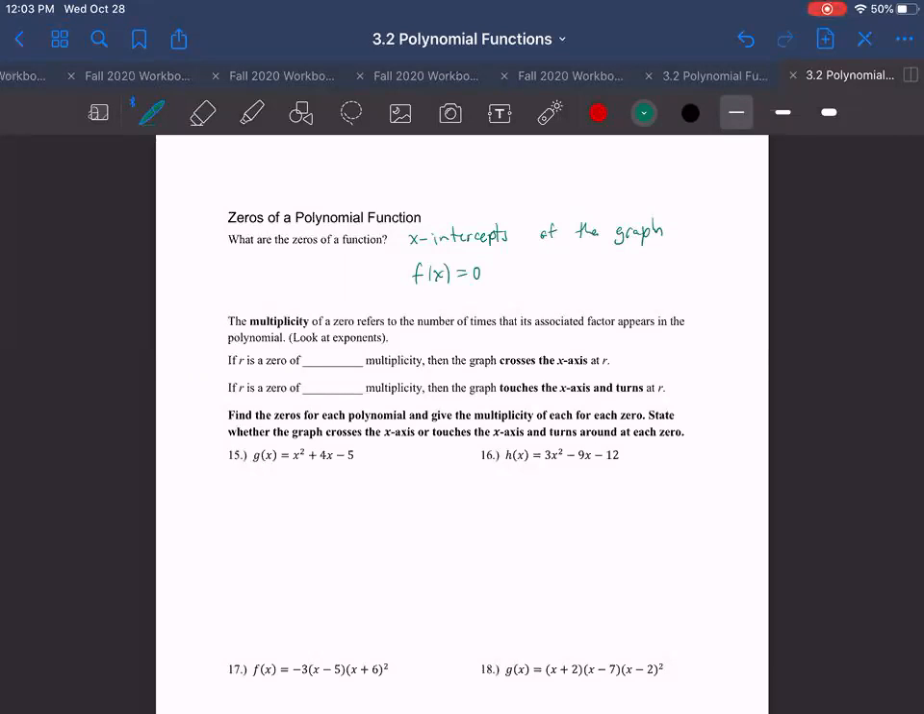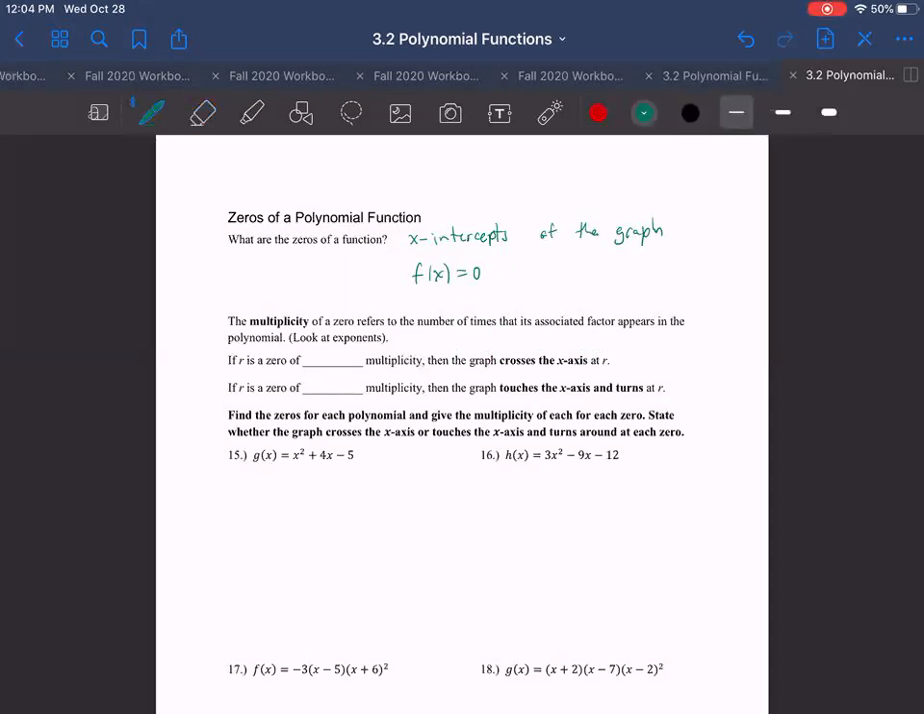Second, some of these zeros will repeat themselves. They'll be in there more than once, and when that occurs, we say they have a multiplicity. The multiplicity of a zero tells us how many times that specific associated factor occurs. So if you have something like x minus 3 squared, then you get that x minus 3 twice. You would say it has a multiplicity of 2 because it's counting as 2 of the factors, or 2 of the zeros.